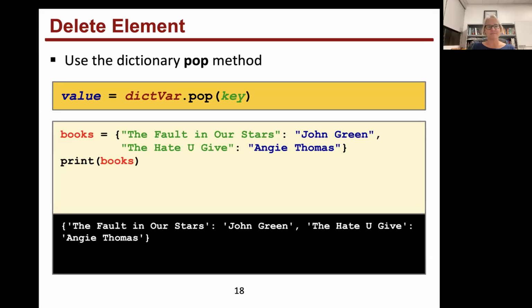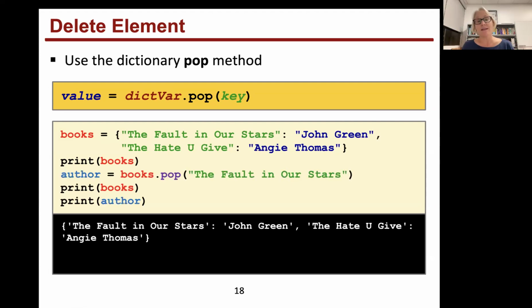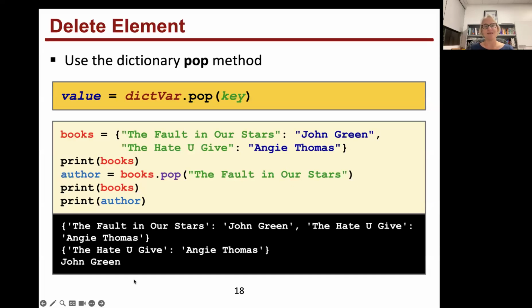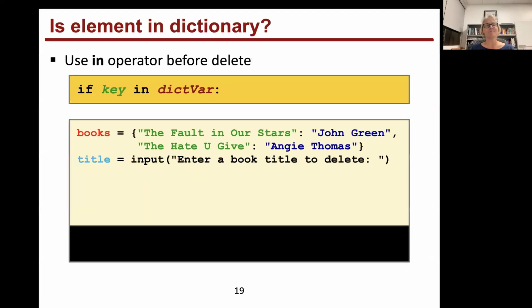So say I have my dictionary of books, and I have 2 books in there. And let's say I've read one of them, I've read The Fault in Our Stars. So I want to pop that. I want to remove that from our dictionary. So I'm going to do that. Pop will remove it, and you have the option to capture the value because the pop method has a return value to capture in a variable. So I captured that in the author variable. And there we see John Green. So that's how we're going to delete from a dictionary.